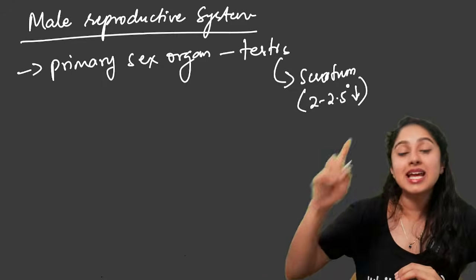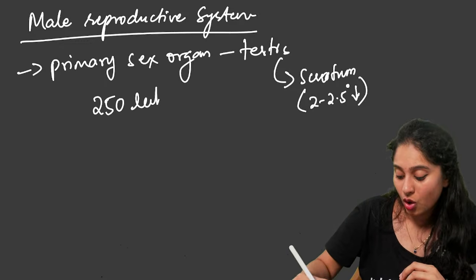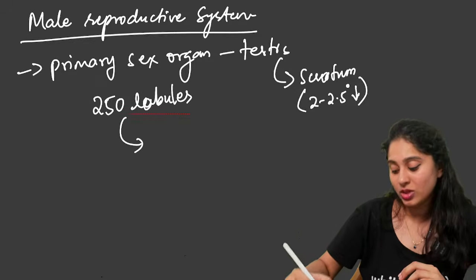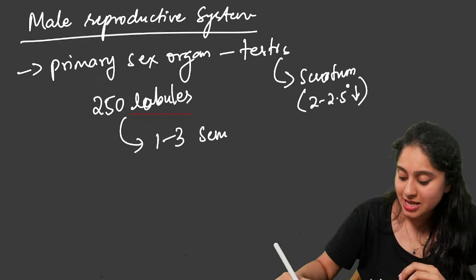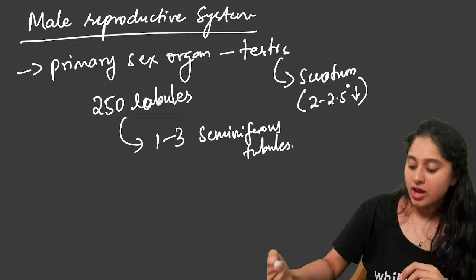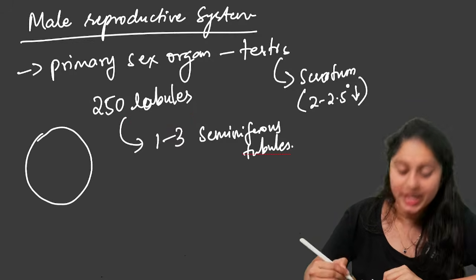Okay, now inside the testis, we have about 250 lobules, testicular lobules, and in each of these lobules we have 1 to 3 seminiferous tubules. Now these seminiferous tubules inside have two kinds of cells.